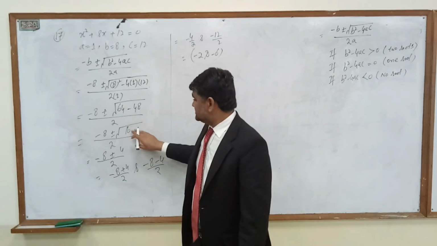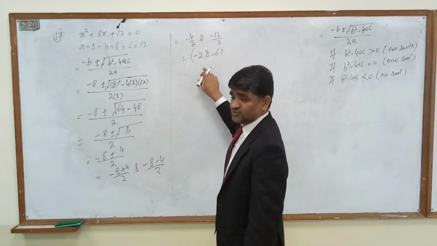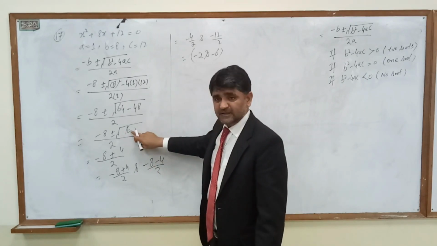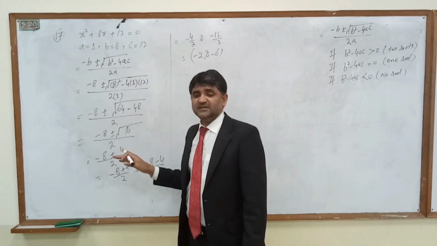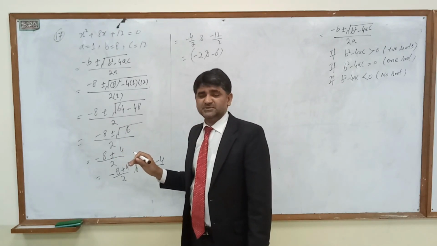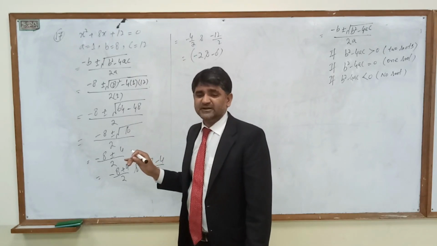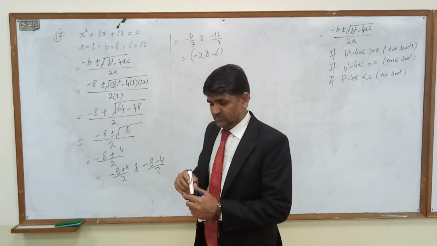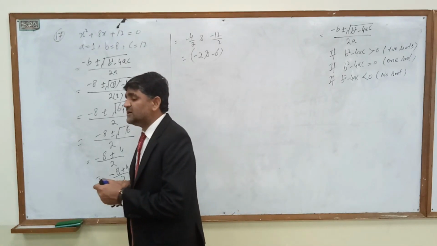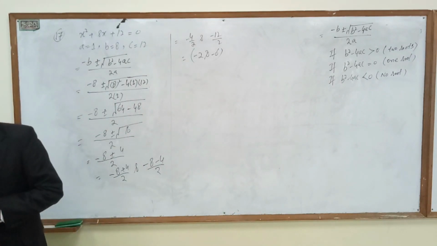If positive, we are getting two roots. If negative, here we will conclude that there is no root, because we don't have the square root of a negative value. Clear, students? This is about the quadratic formula, and I suggest you solve the rest of the questions yourself.